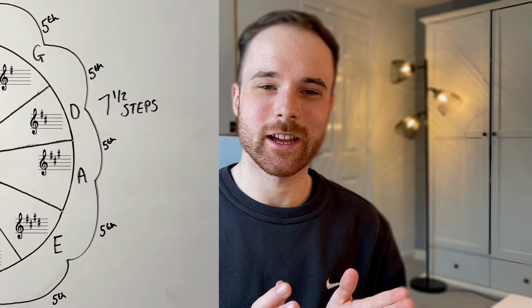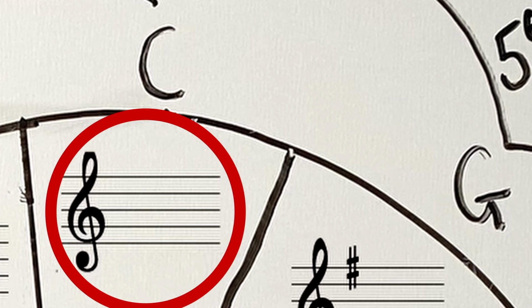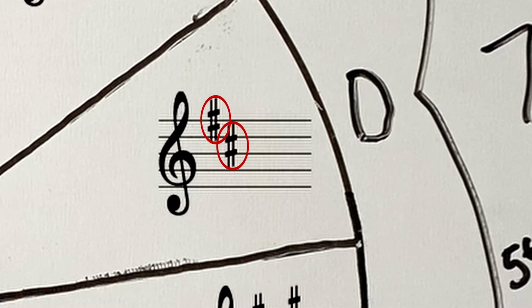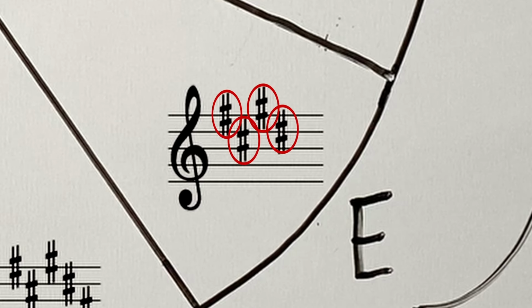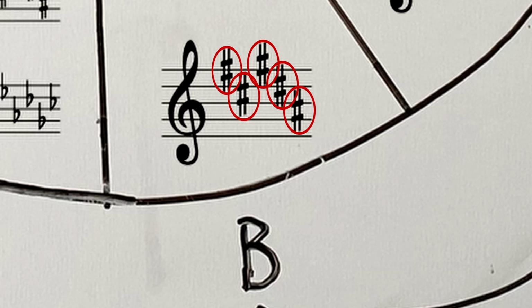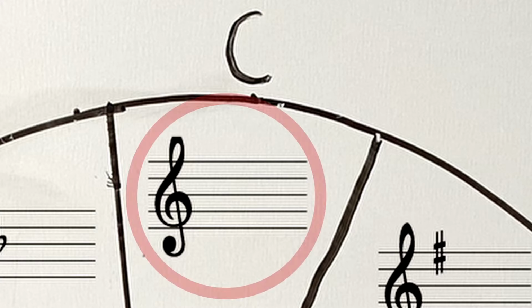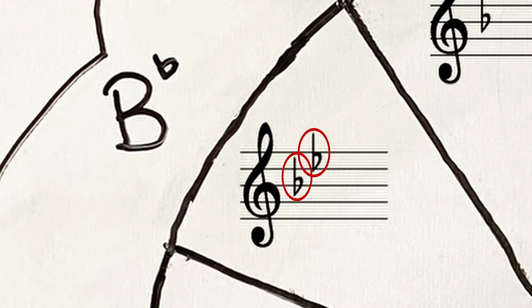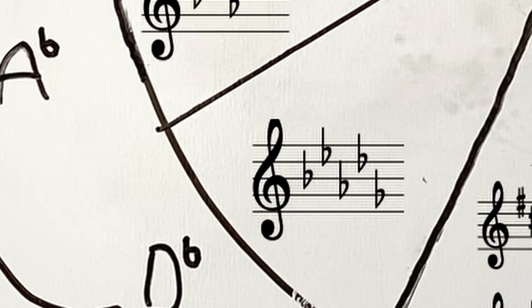If we go back to the circle of fifths and start on the C, which has 0 sharps and flats, as we move clockwise, we go to the G, which has 1 sharp, the D has 2, A has 3, E has 4, and B has 5. And then if we go back to C and go anti-clockwise, C has 0 sharps or flats, F has 1 flat, B flat has 2, E flat has 3, A flat has 4, and D flat has 5.